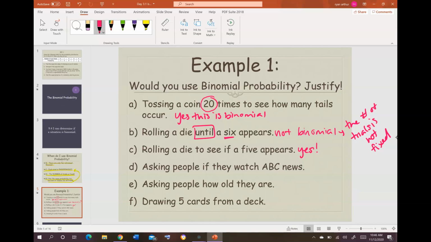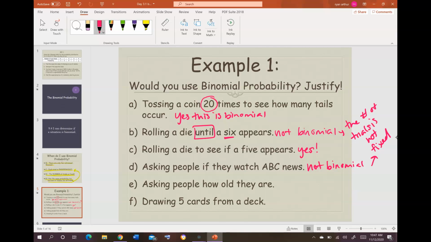All right, D, asking people if they watch ABC News. Well, if I ask you if you watch ABC News, that's only a yes or no question, right? So that's 2 outcomes. Is it independent? Yeah. If I say I watch ABC News, then George can say he doesn't watch ABC News, but it had nothing to do with me. So it is independent. The number of trials is fixed? How many people am I going to ask? I don't know how many people I'm going to ask. So it's not fixed, okay? So this is not binomial for the same reason as that, okay?